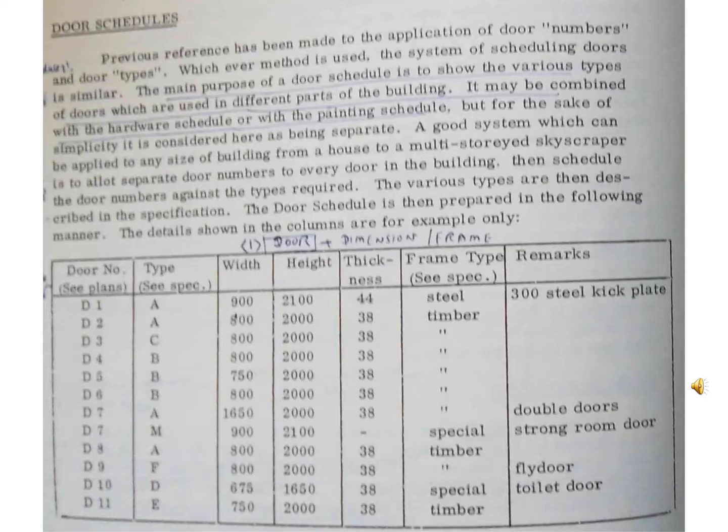The door schedule is to count the doors and the door construction. Also the remark has to be included, and width and height and the thickness of the door and the frame type have to be included. For example, door number 1, type A, width is 900, height is 2100, thickness 44, frame type C, with steel keep plate, and door number 2, type A, width is 800, height is 2000, thickness 38, timber door.